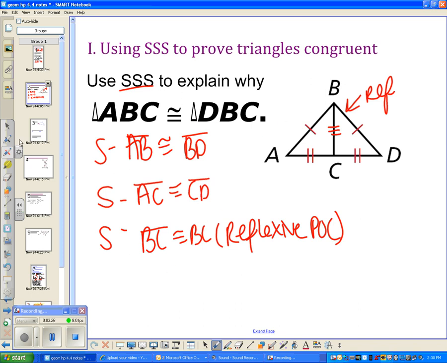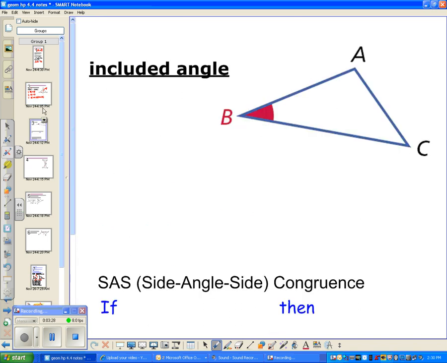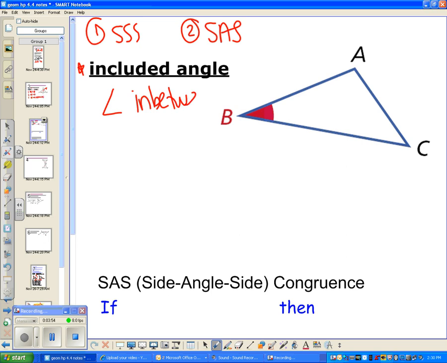Cool. That's one thing, SSS. The other shortcut is SAS. And so again, our first shortcut was SSS. Our second shortcut is called SAS. And SAS involves, if you notice, not three sides, but two sides and one angle. And this angle is called the included angle. For SAS, it needs to be an included angle. And an included angle is an angle in between two adjacent sides.